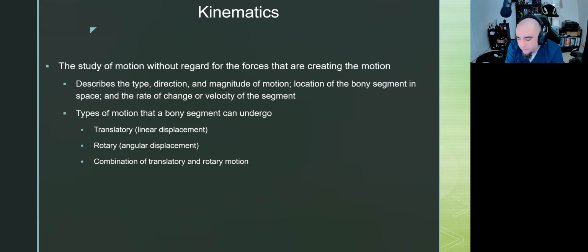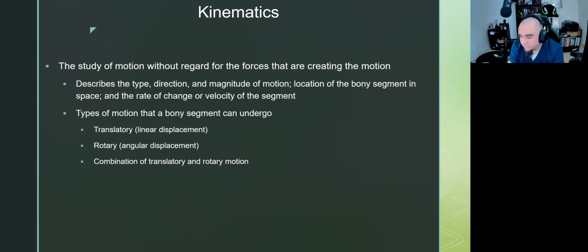Okay, so we finished last session talking about capsular versus non-capsular patterns. We talked a little bit about open versus closed pack. That goes along with the kinematics of the joint, the study of motion without regard to the forces. Kinematics describes the type, direction, and magnitude of the motion, the location of the bony segment in space, and the rate of change or velocity of the segment.